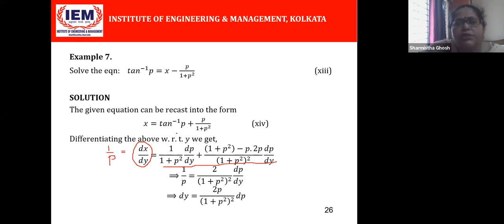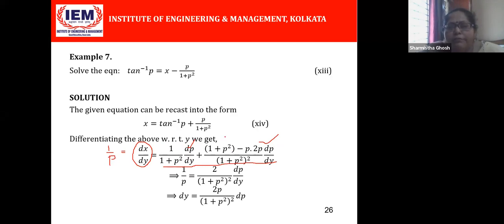And when you differentiate, of course, you are going to get this dp dy. Tan inverse p gives 1 by 1 plus p square dp dy. Here also you are differentiating this term and then you get a dp dy. So next line you see, we have just simplified it. Next line is left hand side 1 by p. And the right side, I'm just combining these two terms. dp dy is common to both.